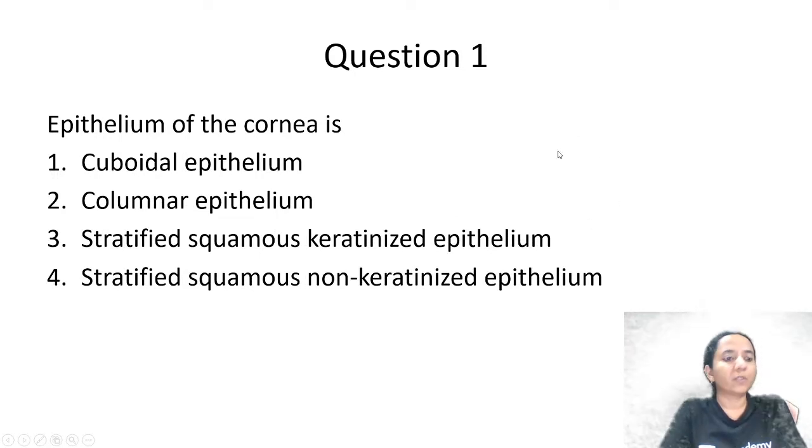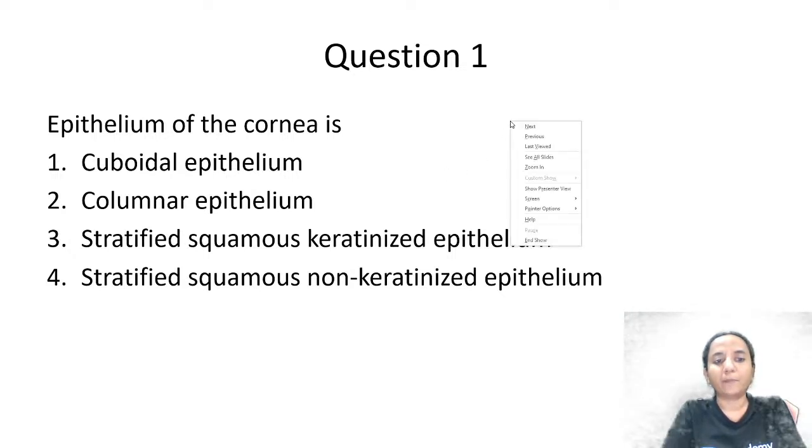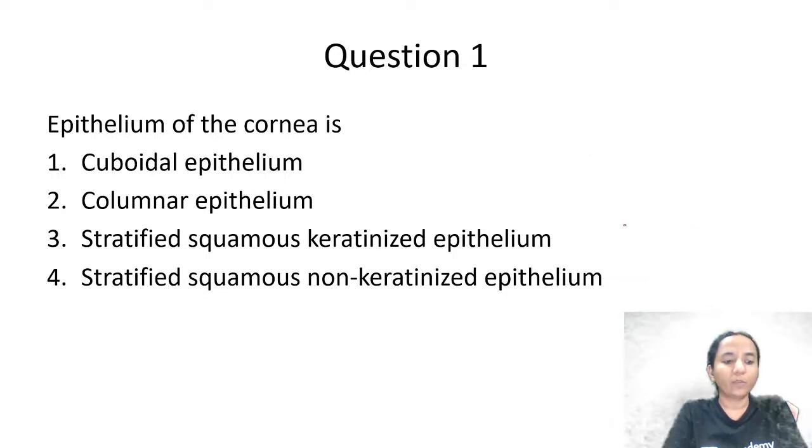So this is the first question. The epithelium of the cornea is. The options given to us are columnar epithelium, cuboidal epithelium, stratified squamous keratinized, stratified squamous non-keratinized. So which one do you think we should choose? Very good. Stratified squamous non-keratinized.